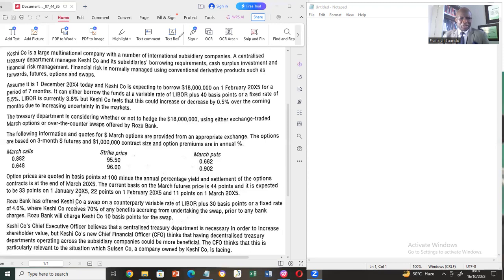The options are based on 3 months dollar futures and 1 million dollar contract size, and option premiums are in annual percentage. I want you to understand the borrowers, they are hedging against interest rates increasing. So I want to demonstrate again.